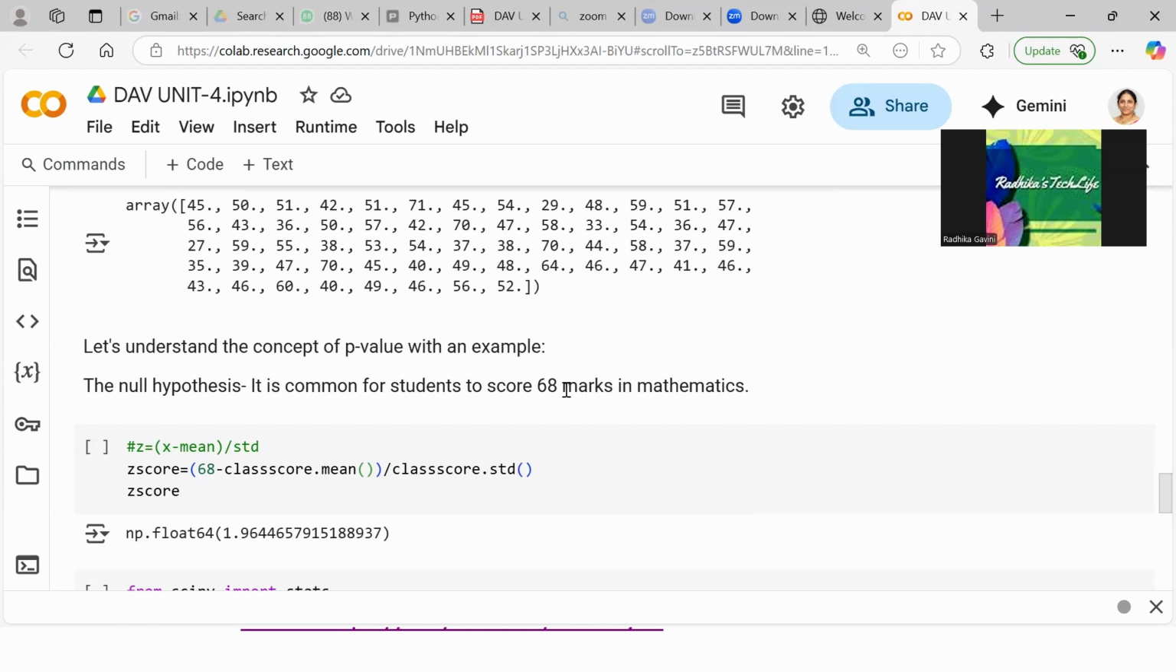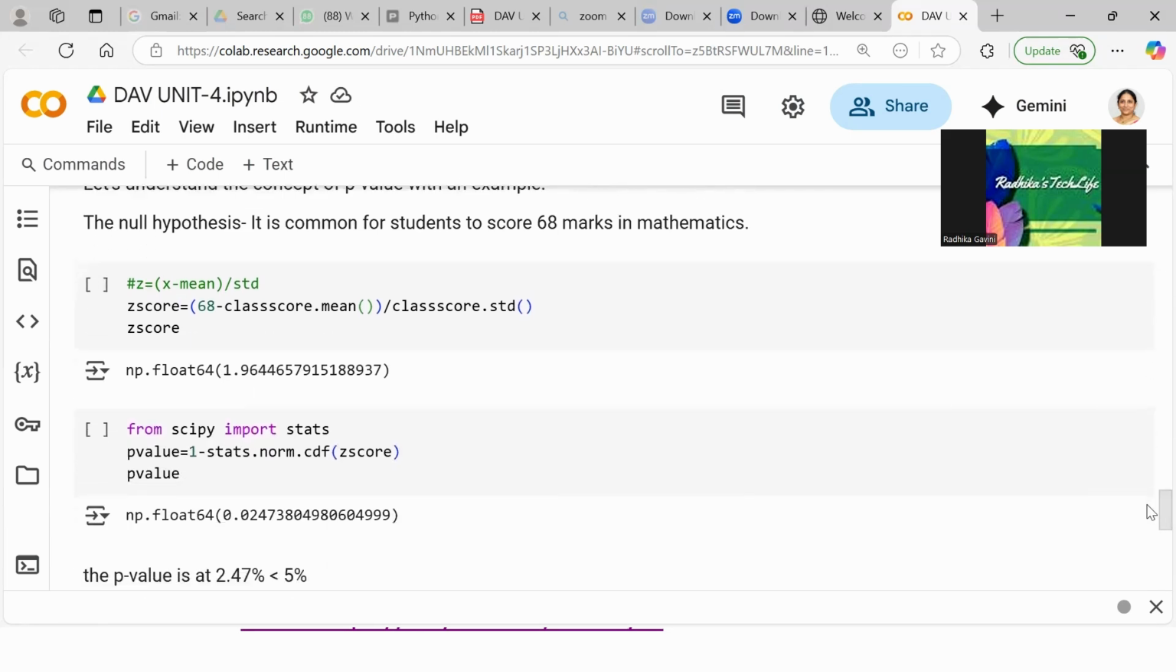Now, let us find the Z score corresponding to 68 marks. The Z value is computed by using the formula x minus mu divided by sigma, which is x minus the mean value divided by standard deviation. So the Z score is given as 68 minus the mean of the class score divided by the standard deviation of the class score. So the Z score corresponding to 68 is now 1.96.